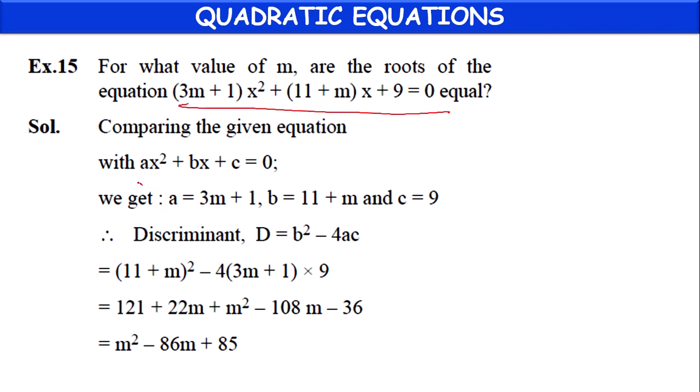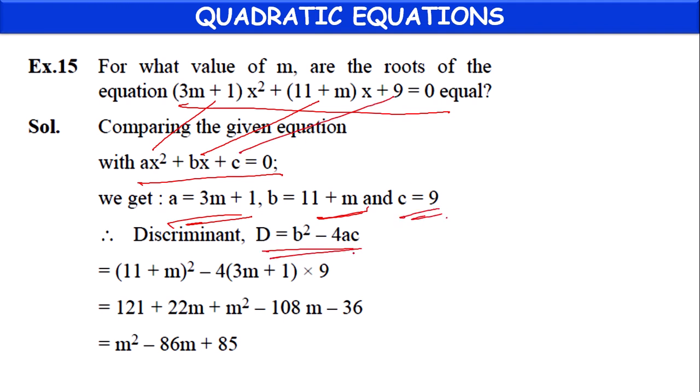So this is the given equation here. Let's compare with the general quadratic form. In the place of a, we have 3m plus 1. In the place of b, we have 11 plus m. In the place of c, we have 9. Let's find the discriminant, b square minus 4ac value. B square means (11 plus m) whole square, minus 4 into a, which is 3m plus 1, into c, which is 9.